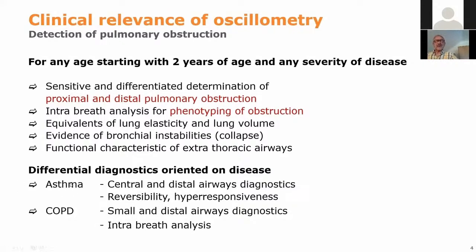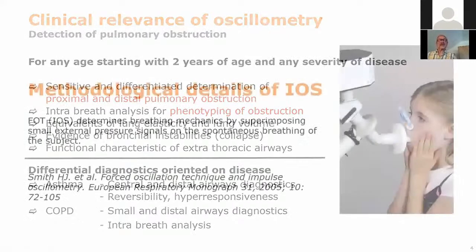So for asthma, to differentiate the central and distal airways and the reversibility of the respiratory system, the pre-post reaction after bronchodilator, or to determine a challenge procedure to estimate the degree of hyperresponsiveness. In COPD, you can detect the small and the distal airways, and you have an extended intra-breath analysis.